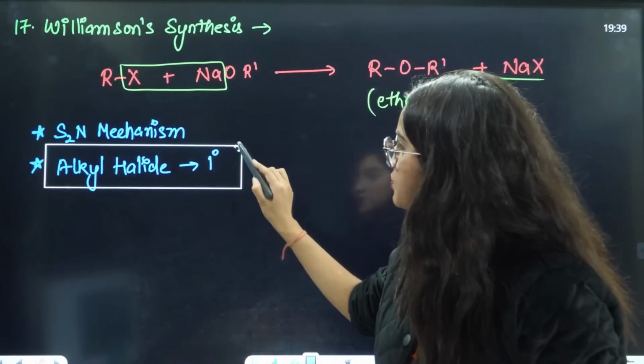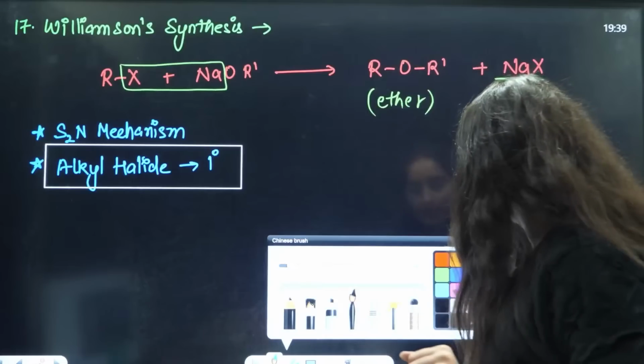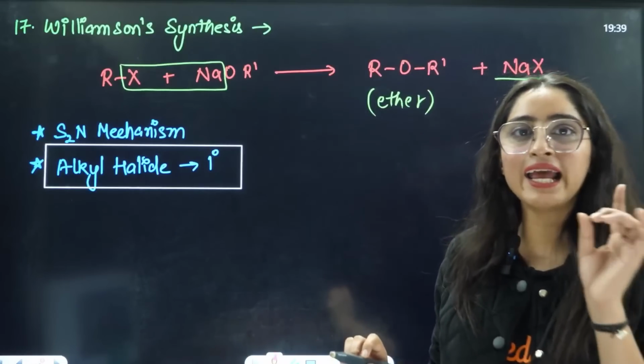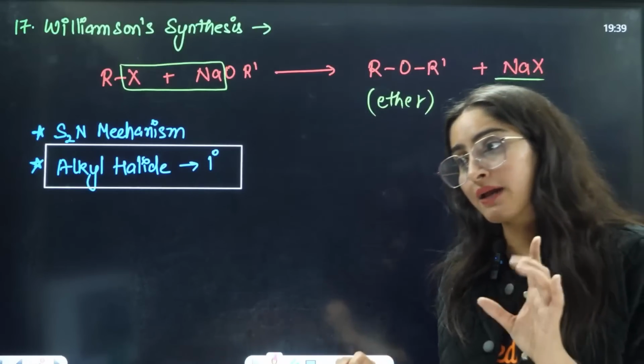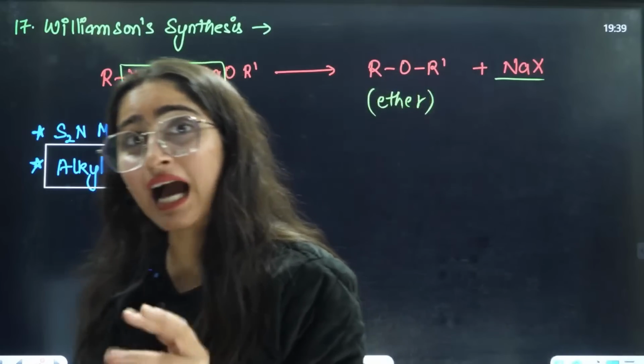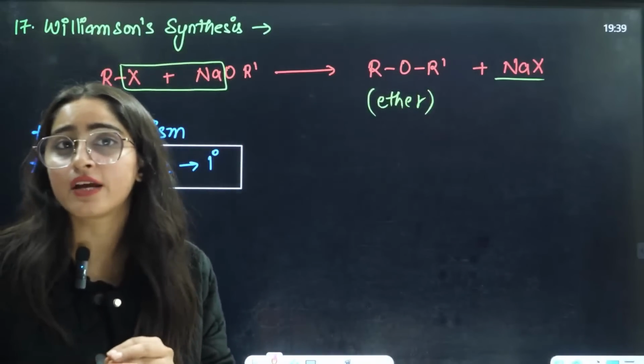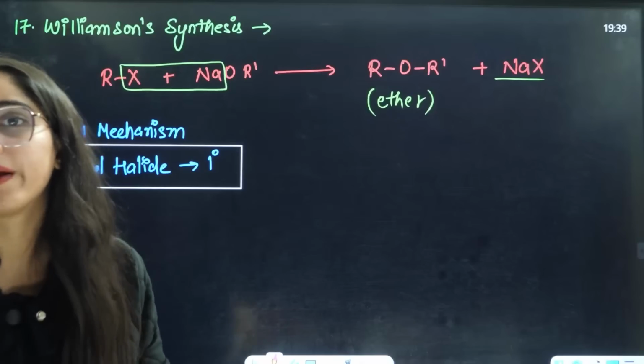From again, this point also is very important. Reason being that alkyl halide should be primary always. Okay, alkyl halide cannot be secondary. Alkyl halide cannot be tertiary.